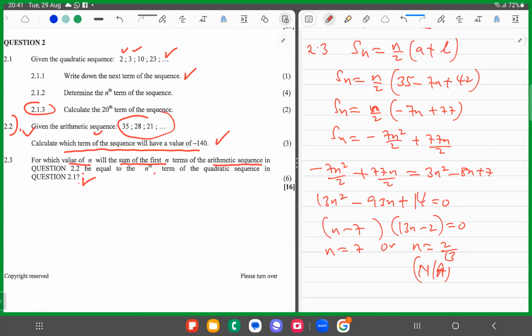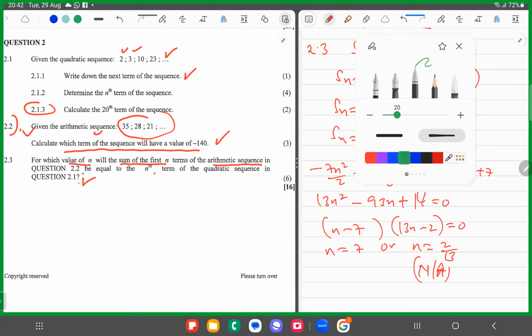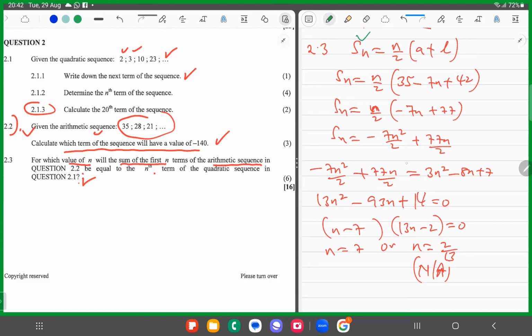Just speaking to someone. So we are going on with the discussion, and we are solving more problems. They said for which value of n will the sum of the first n terms be equal to the nth term of the quadratic. So we determined the sum of the first n terms, and the sum is equal to the nth term of the quadratic. And we determined that obviously this is not applicable because the number of terms cannot be 2 over 13.